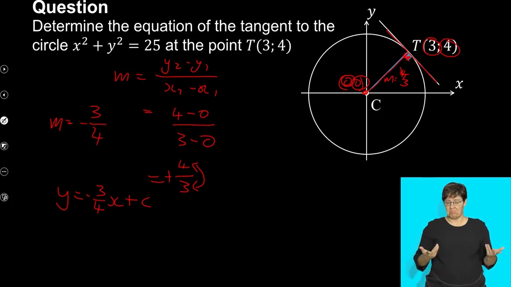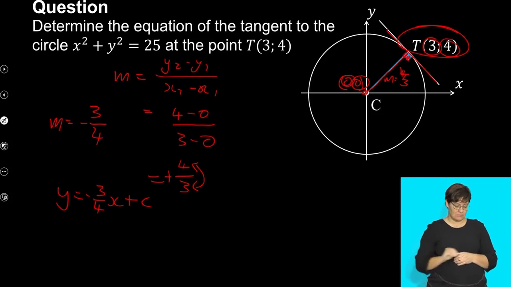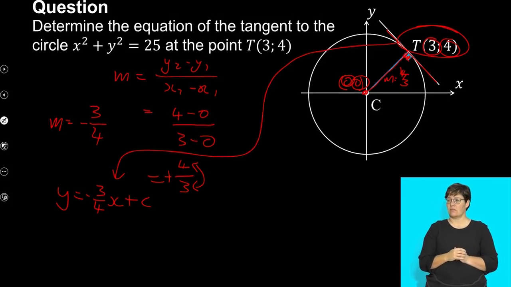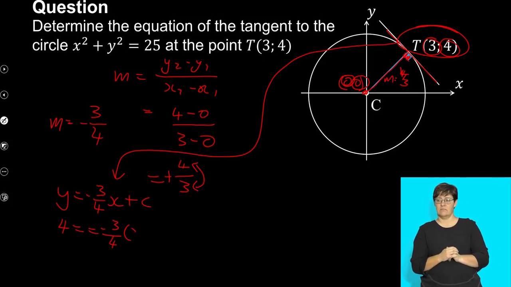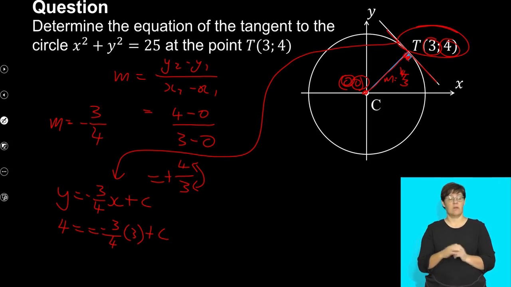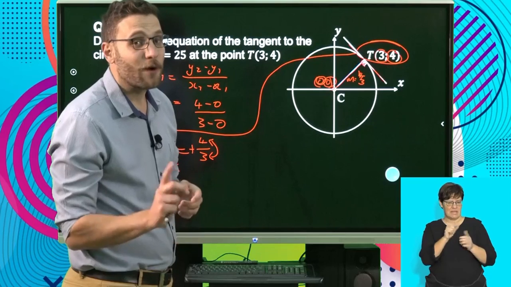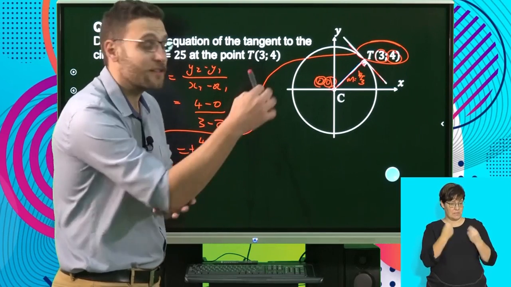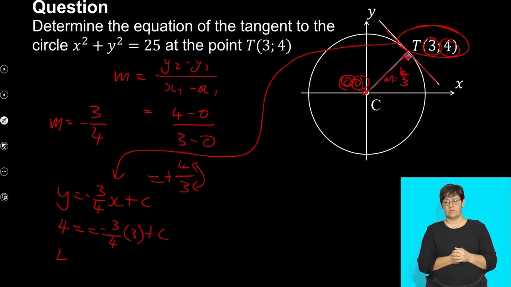I still need to find my y-intercept. How do I do that? By subbing in a point. I'm going to take this point and sub it into my equation. I'm going to take the y value, put it into y, and the x value of 3 and put it into x. All I need to do is simplify this equation. This equation isn't nice, so I'm going to take out my calculator to make sure that I get this right. I go -3 over 4 times 3 on my calculator, and I get -9 over 4.